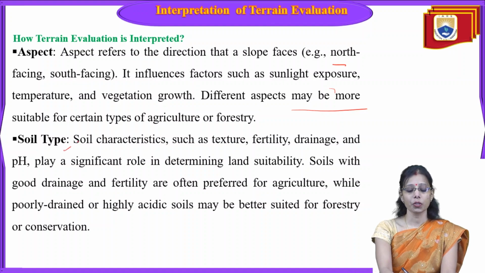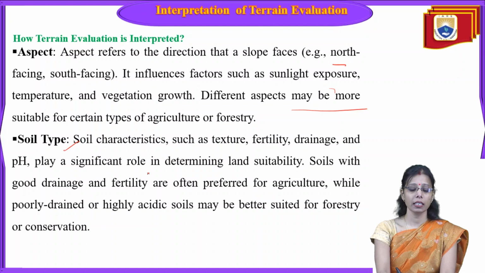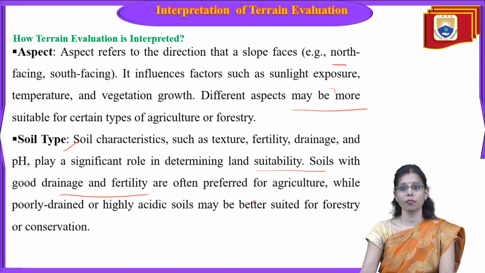Now next, coming to soil type. What are the soil types? Soil characteristics such as texture, fertility, drainage, and pH play a significant role in determining land suitability. Soils with good drainage and fertility are often preferred for agriculture.